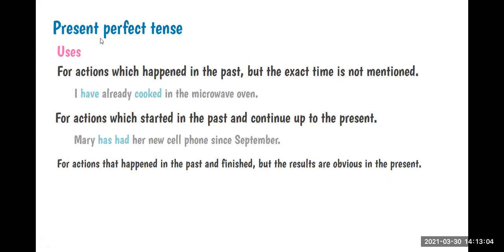Sometimes we use the present perfect for something that finished, something that does not continue until the present, but finished in the past, but the results of these actions are obvious in the present. For example, John has washed his car. He finished this action. For example, he did it in the afternoon or yesterday, something like this. It was in the past. But the result is obvious in the present because the car is clean. So in these kinds of situations, we also can use the present perfect.